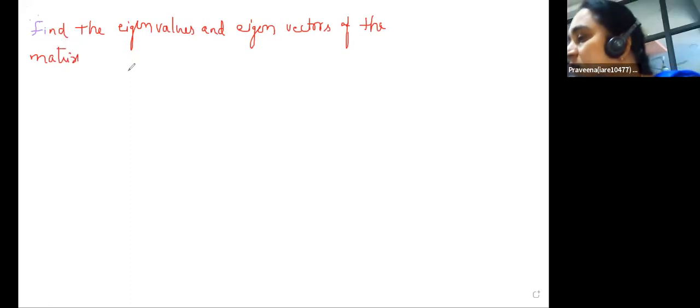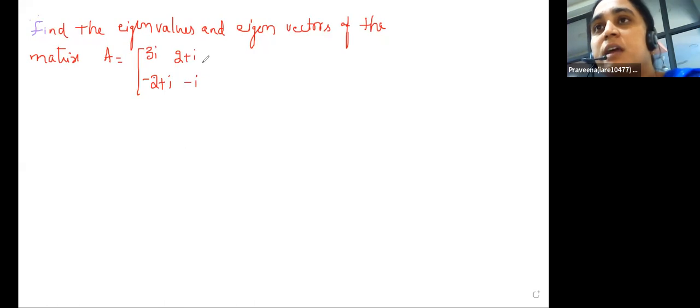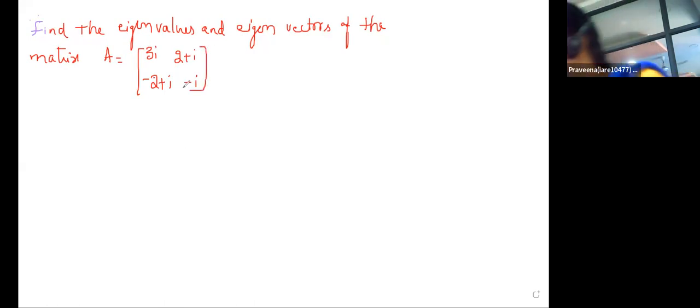Find the eigenvalues and eigenvectors of the matrix A is equal to [3i, 2 plus i; minus 2 plus i, minus i]. Try to solve this.